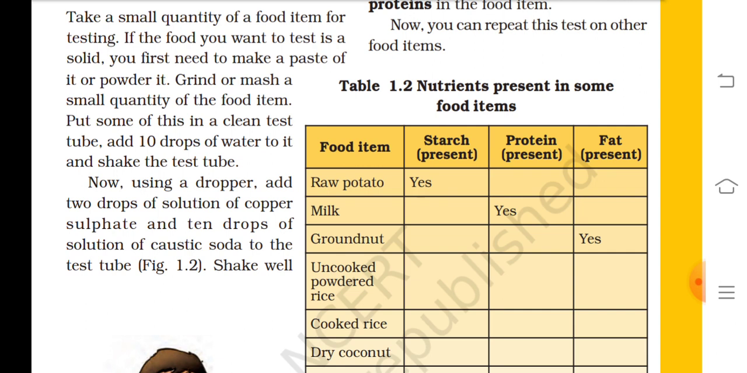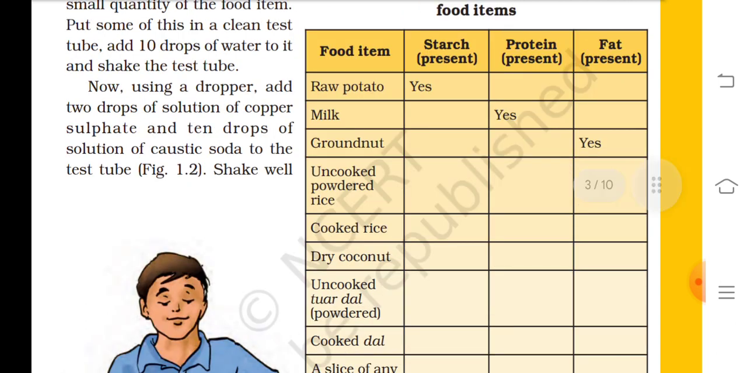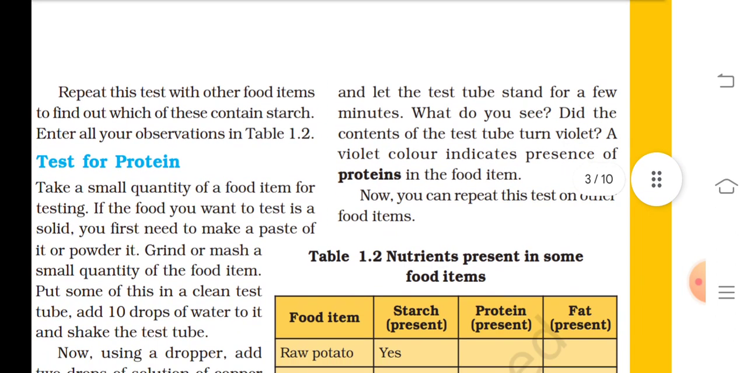Grind or mash a small quantity of the food item. Put some of this in a clean test tube. Add 10 drops of water to it and shake the test tube. Now using a dropper, add 2 drops of solution of copper sulfate and 10 drops of solution of caustic soda to the test tube. Shake well and let the test tube stand for a few minutes.